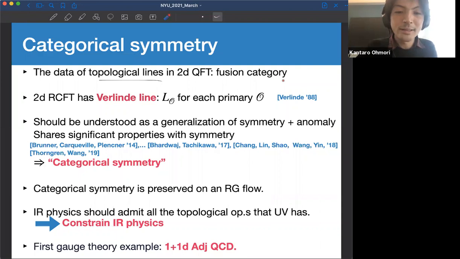In other words, another way of saying it is that, in this language, the line-changing operators between the topological lines are the morphisms of the category. If you have two different topological lines, then there can be a topological line-changing operator. That's the reason that we need the category structure. Thank you.